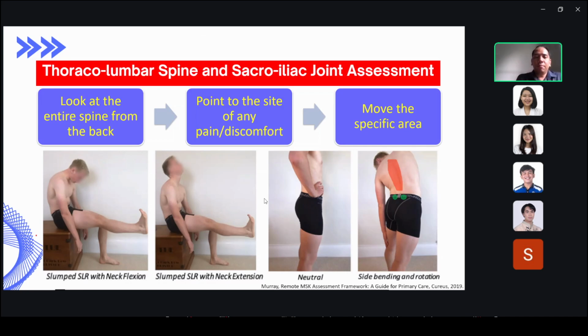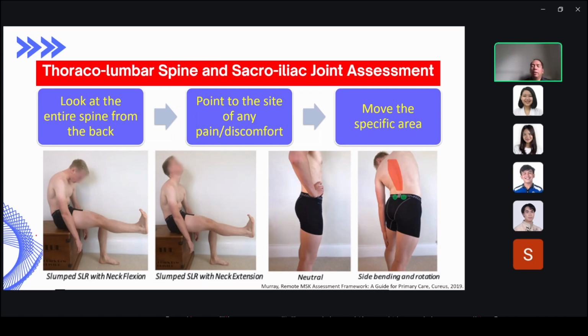So we have the SLR or straight leg raise test with neck flexion, and then the slump SLR with neck extension. So the patient is slouching, seated, and then the affected area, left or right, with the foot upwards and the neck bent down. Okay? So if there's pain elicited on this motion, in the first picture, there is impingement of the sciatic nerve.